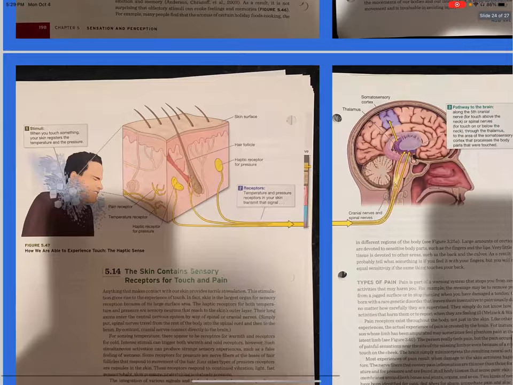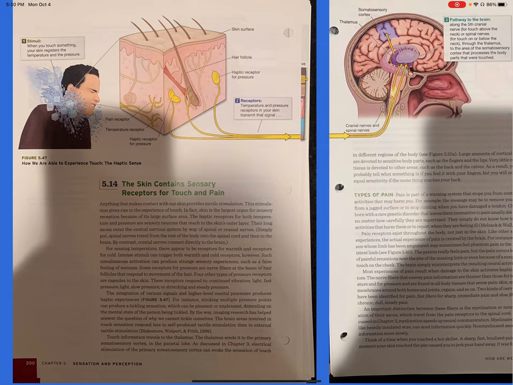5.14. The skin contains sensory receptors for touch and pain. Anything that makes contact with our skin provides tactile stimulation. This stimulation gives rise to the experience of touch. In fact, skin is the largest organ for sensory reception because of its large surface area.